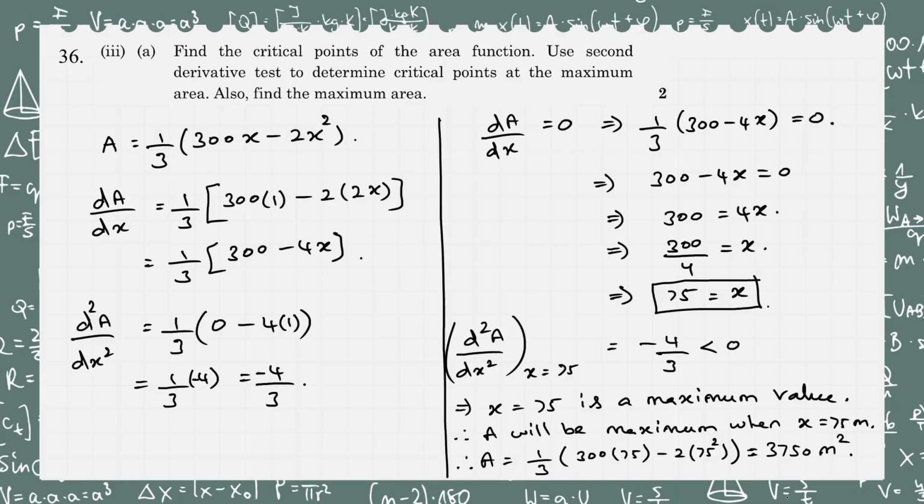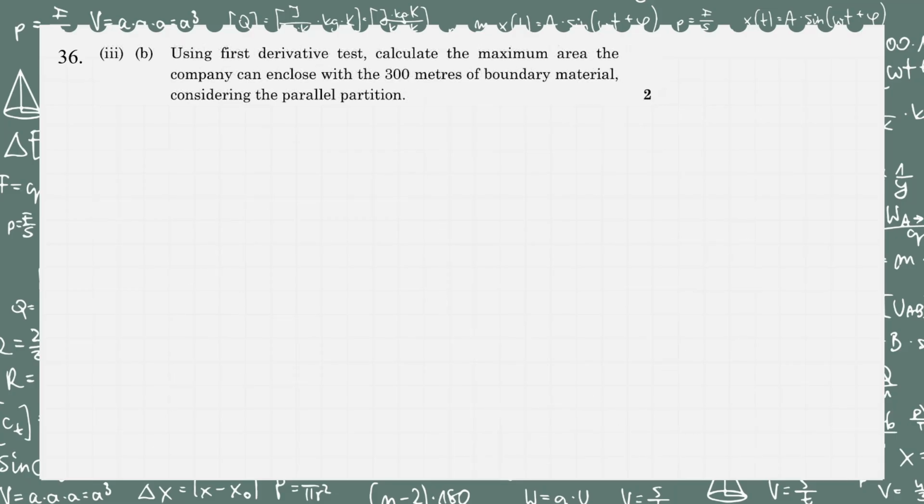That is the required maximum area. Let's move on to the next choice of this question. Part B. Using first derivative test, calculate the maximum area the company can enclose with the 300 meters of boundary material, considering the parallel partition.